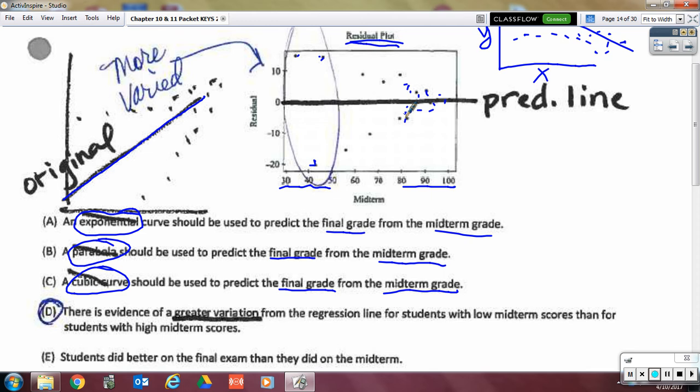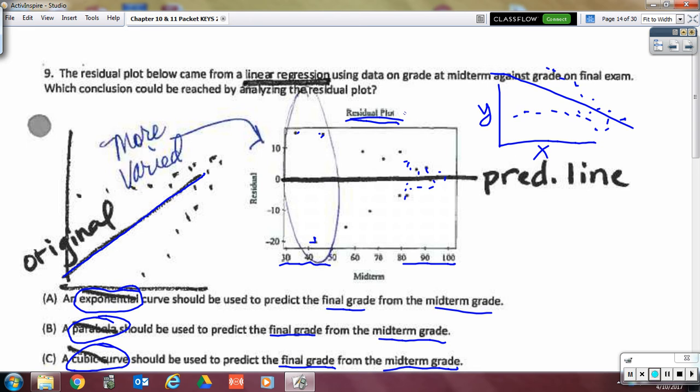Students did better on the final exam than they did on the midterm. Well, you don't know that, because this residual plot just tells you how they did compared to what? How they were predicted to do. So you don't know where this prediction line is. This prediction line could be 100. If they got 100 on the midterm, then this right here could be a 50. You don't know if their actual prediction line is a low final exam score or not.